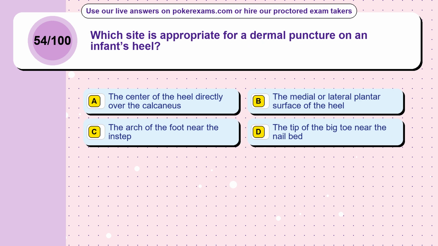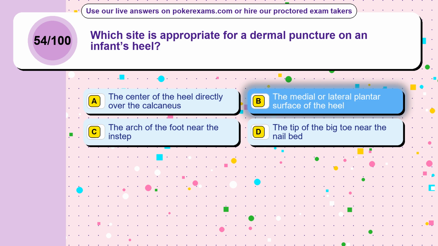Question 54. Which site is appropriate for a dermal puncture on an infant's heel? Option A. The center of the heel directly over the calcaneus. Option B. The medial or lateral plantar surface of the heel. Option C. The arch of the foot near the instep. Option D. The tip of the big toe near the nail bed.